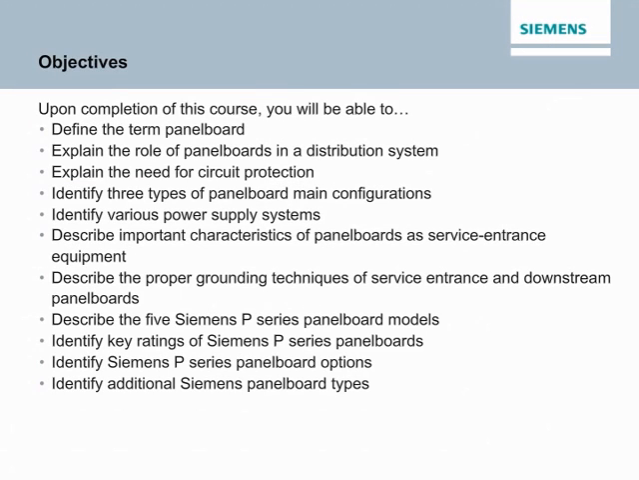Okay, so what are the objectives? Upon completion of this course, you'll be able to define the term panel board, explain the role of panel boards in a distribution system, explain the need for circuit protection, identify 3 types of panel board main configurations, identify various power supply systems, describe important characteristics of panel boards as service entrance equipment, describe the proper grounding techniques of service entrance and downstream panel boards, describe the 5 Siemens P-Series panel board models, identify key ratings of Siemens P-Series panel boards, identify Siemens P-Series panel board options, and finally, identify additional Siemens panel board types.